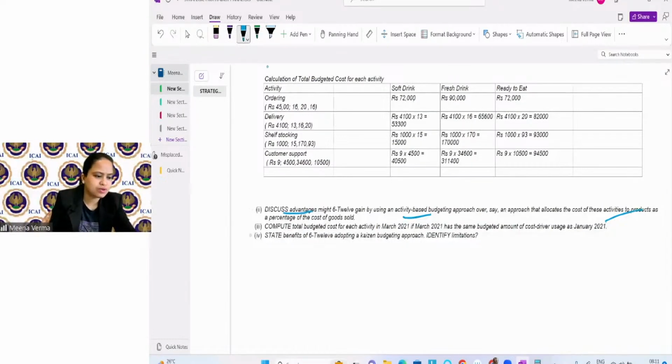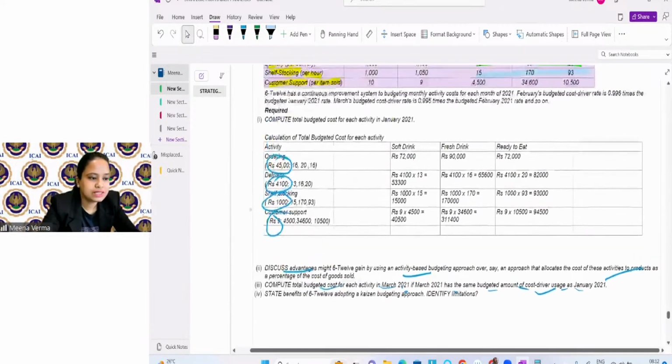Now next is: compute the total budget cost for each of the products for the month of March, if March has the same budgeted amount of cost driver. Now see what is happening here. These values are for which month?